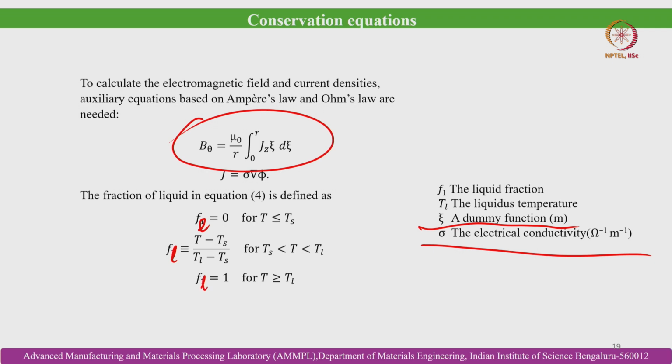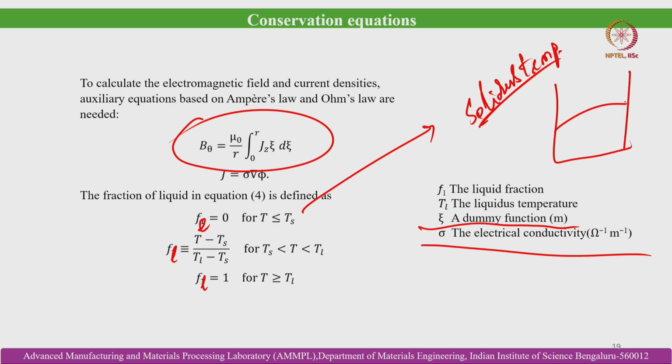So, the fraction of liquid can be defined in this set of governing conservation equations as f_L equals 0 when T is less than or equal to T_s. Here T_s is the solidus temperature, as we have also discussed during the casting solidification module. You already know that, but let me try to draw a typical simple lens type phase diagram.